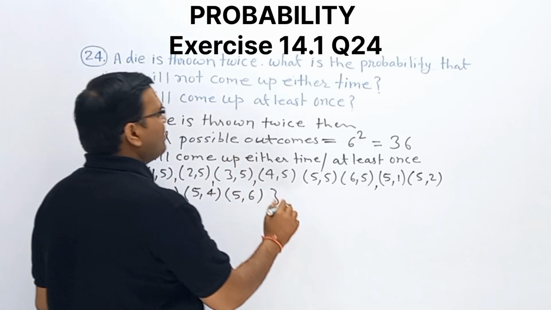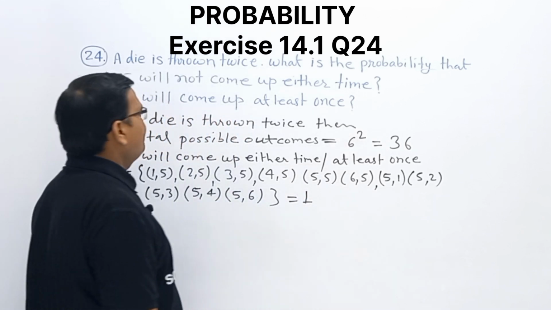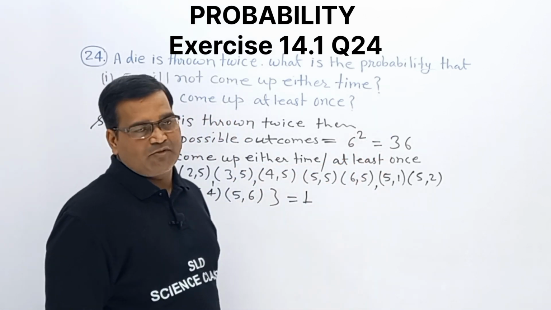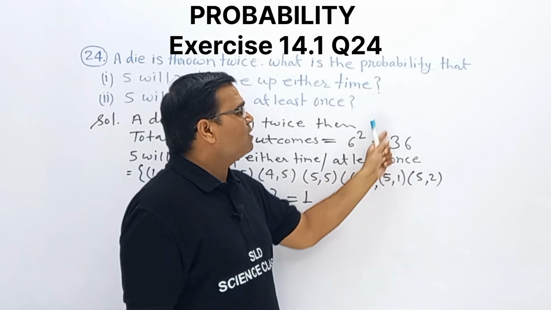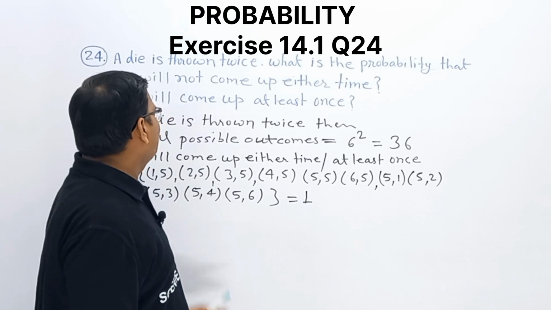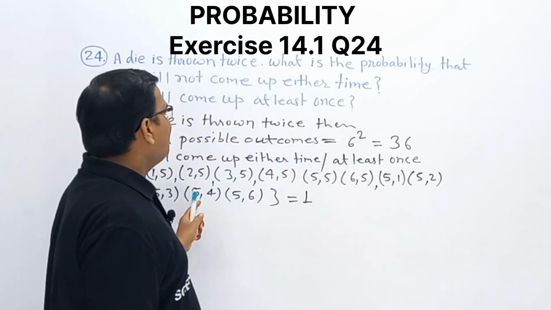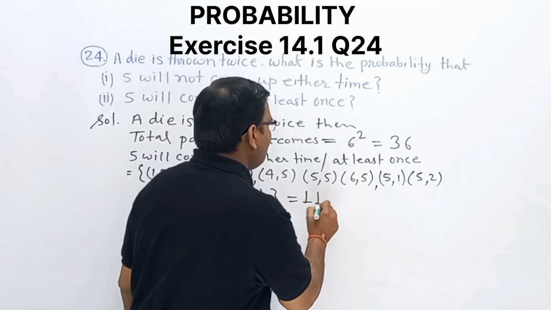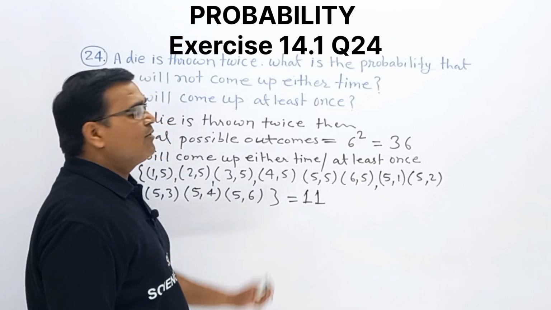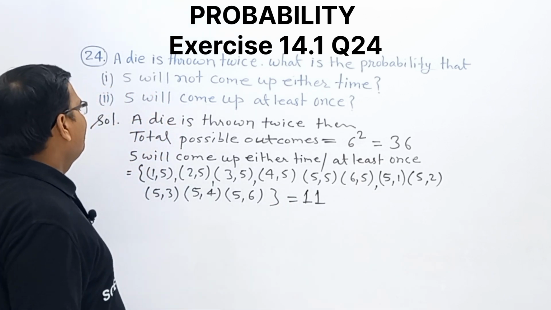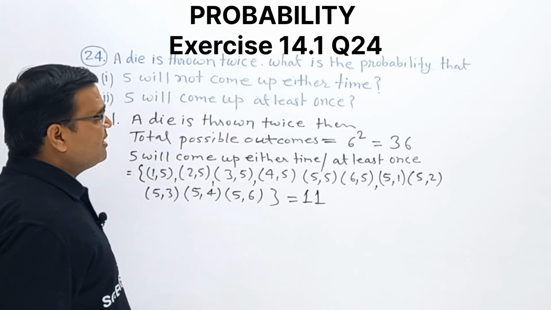So 5 will come up either time or at least once in these 36 outcomes. Once a die is thrown twice, we are getting 36 outcomes. In these 36 outcomes, 5 will come up either time or at least once in 11 outcomes. Clear?